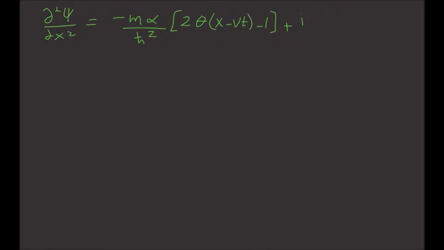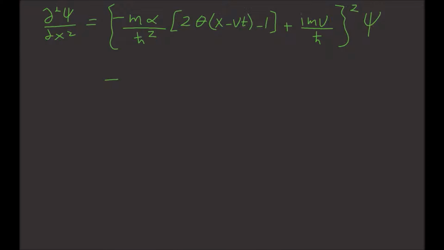So now we have d squared psi dx squared equals minus m times alpha divided by h bar squared times 2 times this step function theta of x minus vt minus 1, plus i m v divided by h bar, and all of that squared, times psi. That's the first part, right?